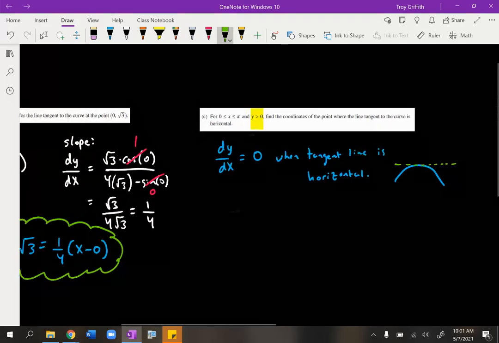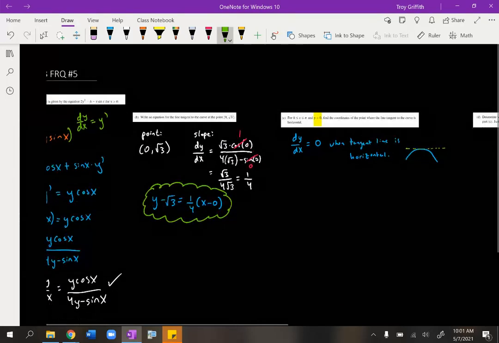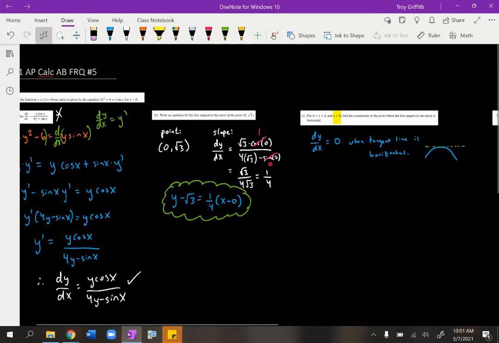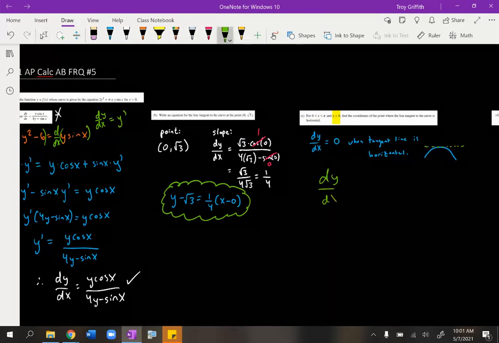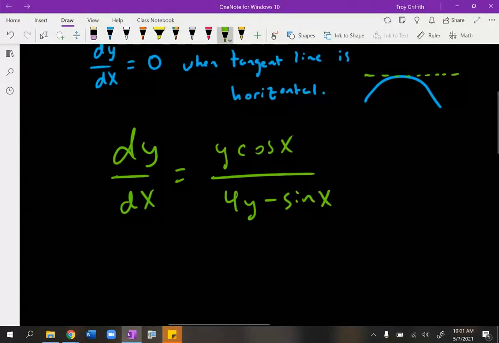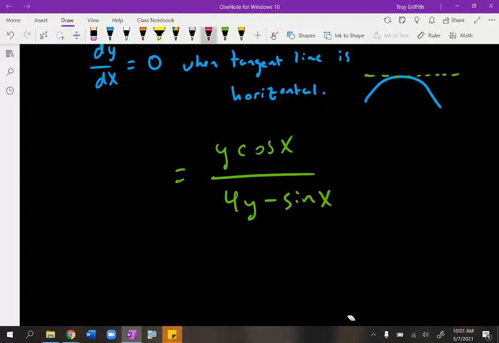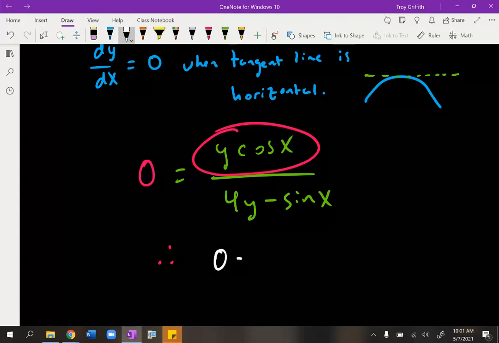Well, again, we already know what dy/dx is. We should zoom out a little bit and look at it again. dy/dx is equal to y times the cosine of x divided by 4y minus sine of x. In order for this to be 0, we're looking for where dy/dx equals 0. That means the numerator here would have to be 0. So therefore, we could say 0 is equal to y times the cosine of x.